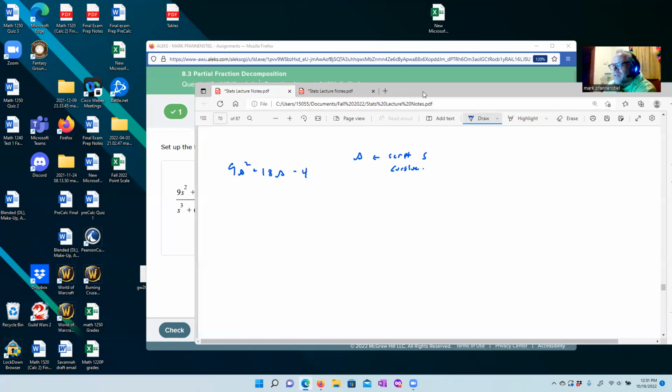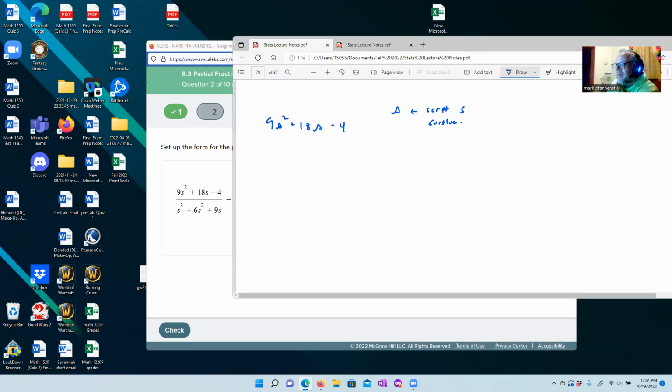So we have to factor this. Okay, this is not an irreducible quadratic or an irreducible cubic. There's an s that's common. Okay, we've divided by s cubed plus 6s squared plus 9s. So what we're going to do is we're just going to factor out the bottom. That's going to be s. Now we have s squared plus 6s plus 9.